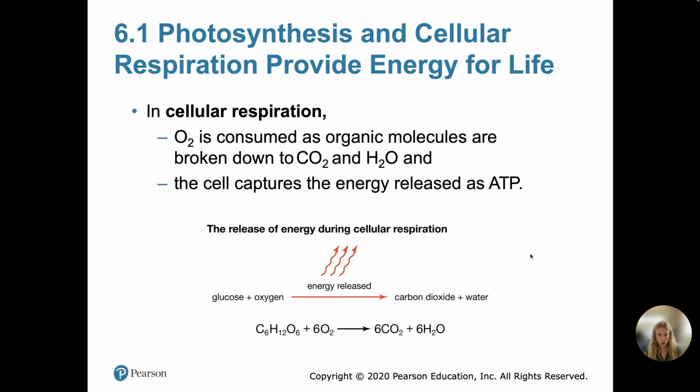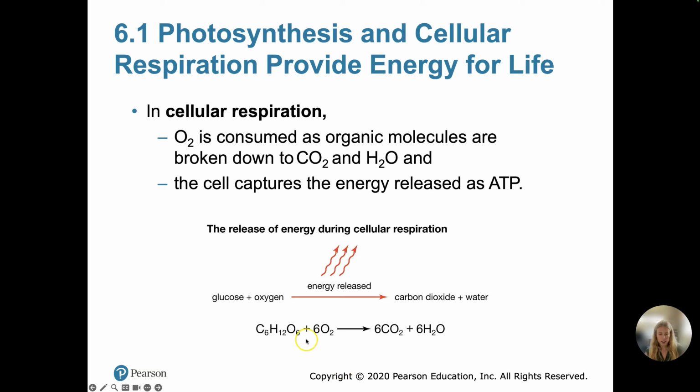In cellular respiration, that oxygen is consumed as organic molecules are broken down to CO2 and H2O, carbon dioxide and water. And the cell captures the energy released from this reaction as ATP. So we can take a look at a representation of that here. The two reactants are glucose and oxygen. Glucose is our energy-rich molecule. As glucose is broken down, energy is released, and we end up with carbon dioxide and water as the products of that reaction. Both of those are energy poor. The energy released is used to form ATP, which is the energy currency of the cell.